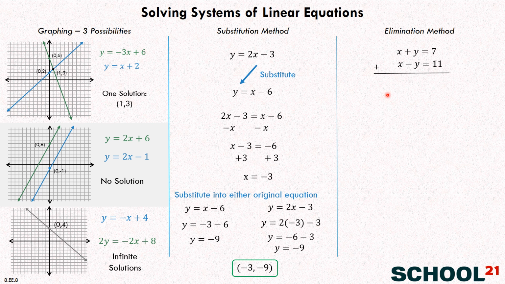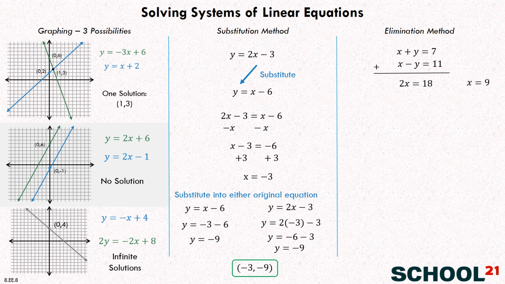Now what happens? What's x plus x? 2x. Good. What's y minus y? 0. So on the left side, we're only going to have 2x, right? And then what's 7 plus 11? 18. So what this results in is 2x equals 18. Easy to solve, right? What does x equal? You divide both sides by 2, so x equals 9. Good.